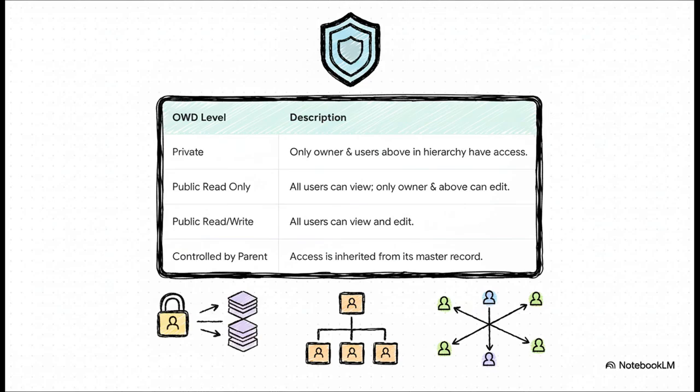Private is Fort Knox, public read-write is a block party, and controlled by parent, that's a special one just for records in a master-detail relationship. The child just does whatever the parent says. Now here's a huge exam tip. You can only create sharing rules if your OWD is set to private or public read-only. Makes sense, right? If it's already public, there's nothing left to share.